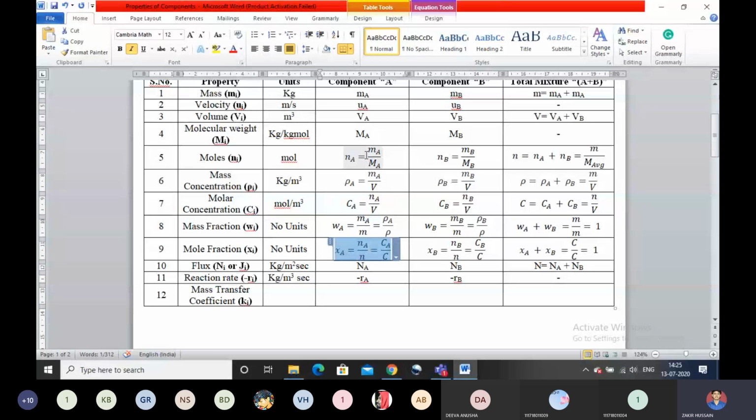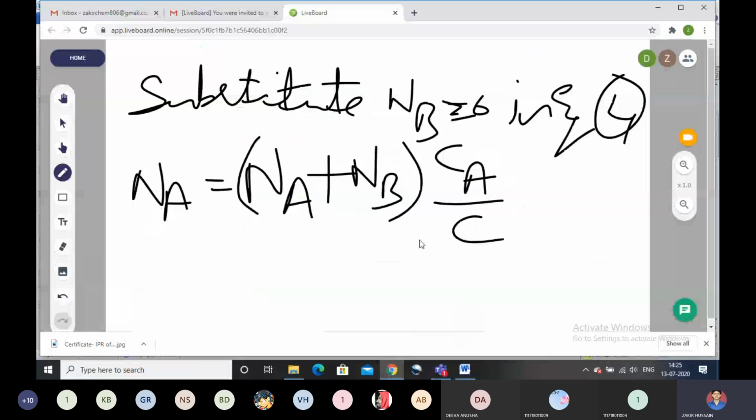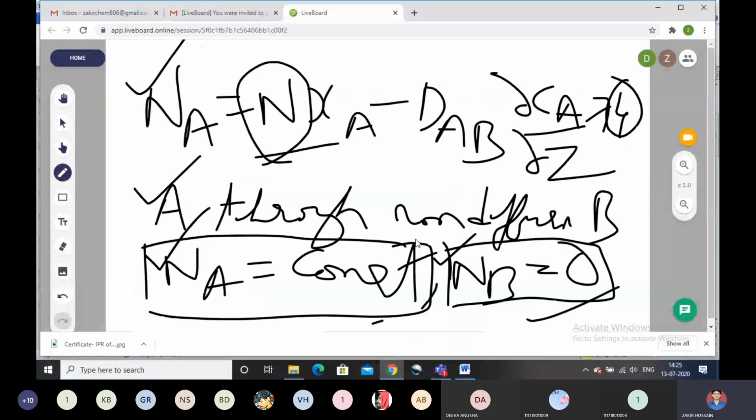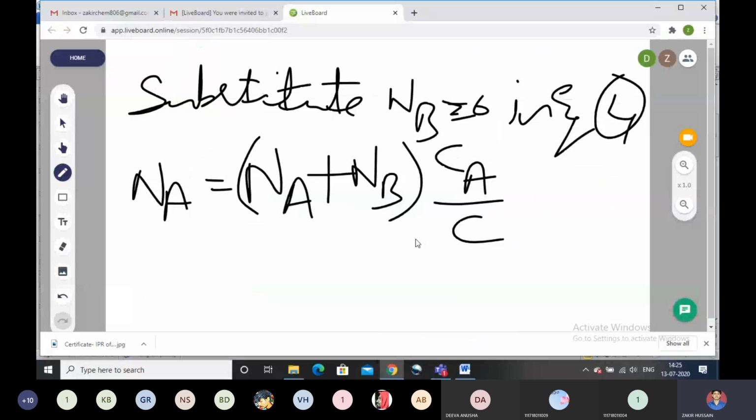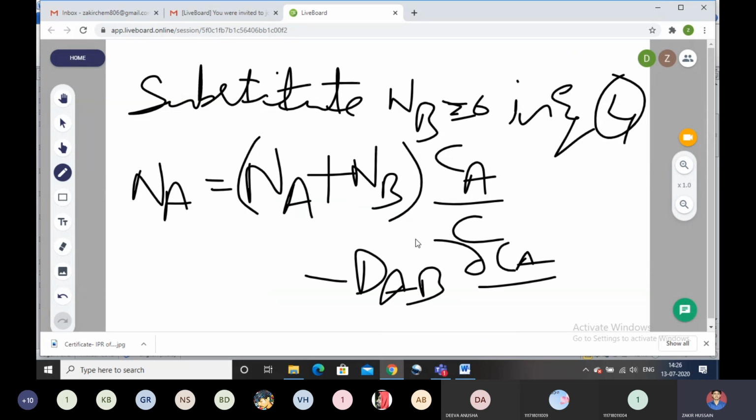Okay, at the same time Na is equal to n, and here you can see in this row, n is equal to Na plus Nb. We have to expand those terms in our equation derivation. So Ca by C, then the left out term will be minus Dab. So I'm writing at the bottom, minus Dab dou Ca by dou Z.